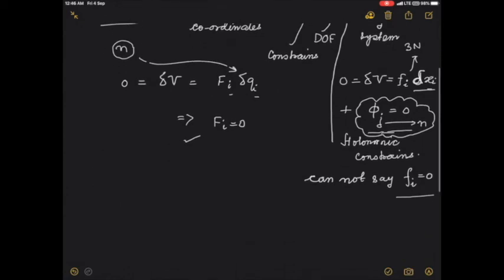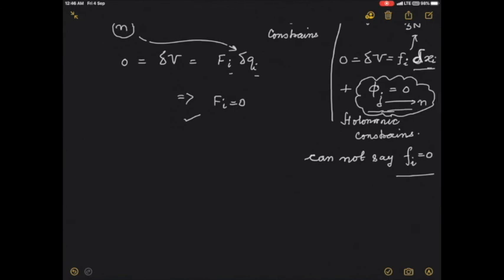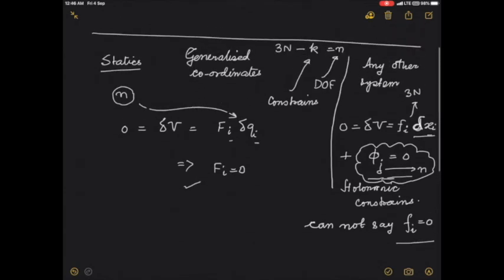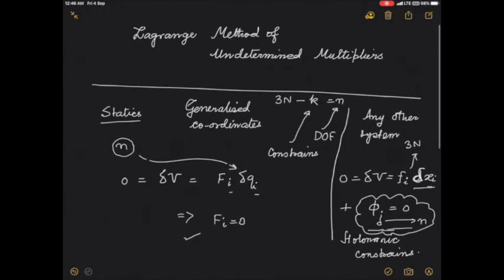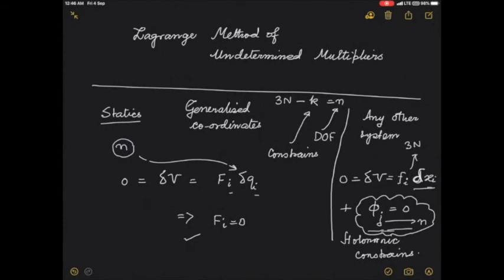But you see, it is not always that you will be able to reduce your system when you are practically solving a problem. It may not always be practical to write things in terms of generalized coordinates. Maybe it is not straightforward to think in generalized coordinates to start with. Then what do I do? And that is what is given by Lagrange's method of undetermined multipliers.